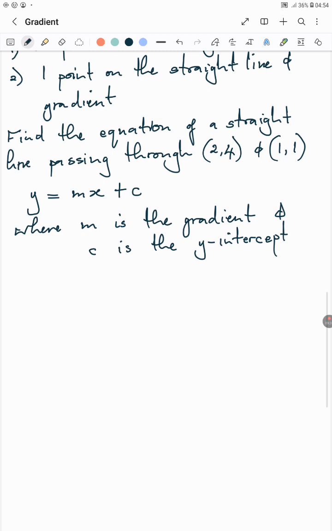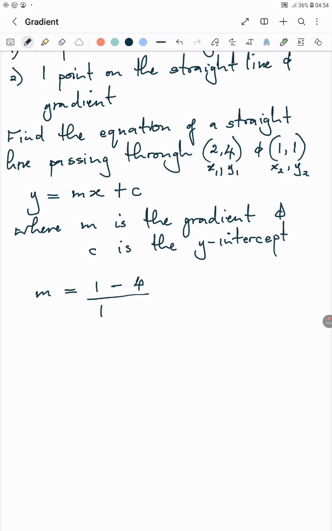So here we need to find the gradient. So our gradient will be equal to, so here I'm just going to write x1, y1, and here x2, y2. So let's find the gradient. Here we say y1 is 1 minus y2 is 1 and y1 is 4.